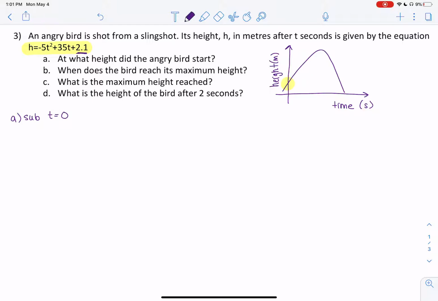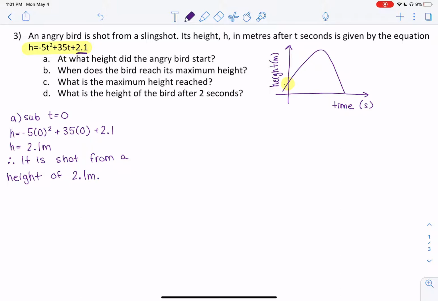So when I do that, I'll have h equals negative 5 times 0 squared plus 35 times 0 plus 2.1, and I get that the height is 2.1 meters. So therefore, it is shot from a height of 2.1 meters. Because I found that, I'm just going to label that on my graph to keep our sketch as accurate as possible and give us a bit of a visual.